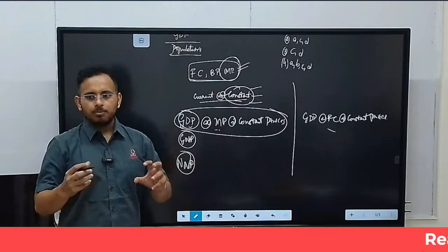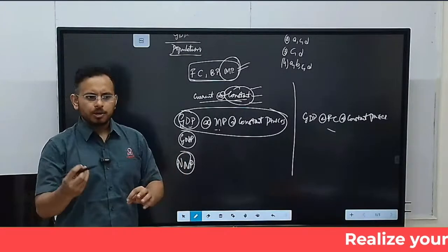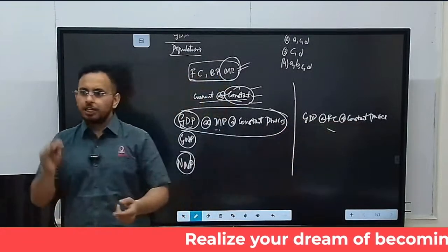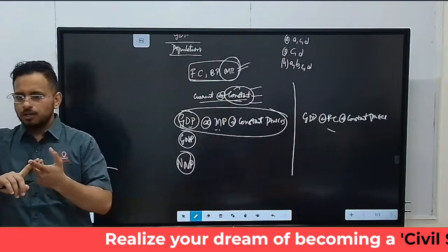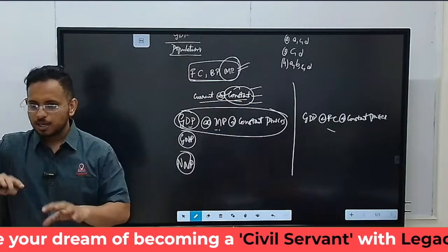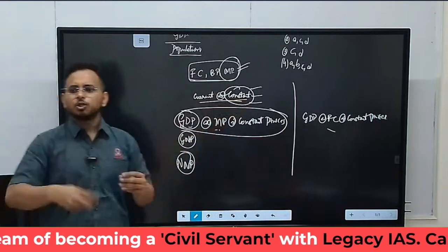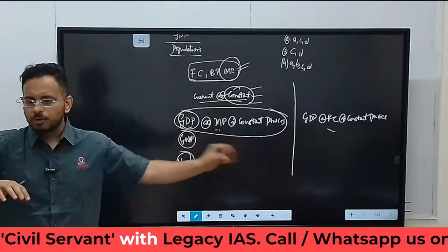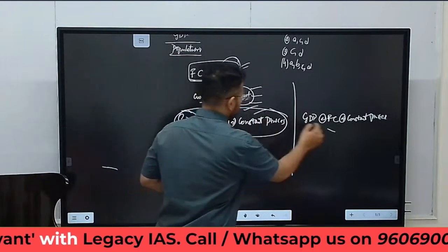Which will be higher? Market prices will always be higher because it's talking about the market price. It includes basic prices, it excludes taxes, includes subsidies, everything is included. So market price is something that you are paying to buy a good in the market. So always market price will be higher than the factor cost.